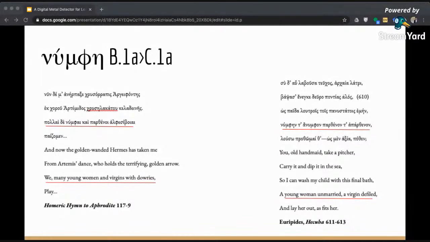And then on the left-hand side, into the next time period, the Homeric hymn to Aphrodite and Euripides' Hecuba. Aphrodite, again, as we've seen, pretends to Anchises that she's a mortal woman. This is exactly the same section we've seen before. On the right-hand side, Hecuba has just been informed that her daughter, Polyxena, has been raped and killed. And she calls Polyxena here a numpen ta numpon, just before the caesura. She describes her there as a young woman who is unmarried, anumpon. And the other half, partenon ta partenon, a virgin defiled.